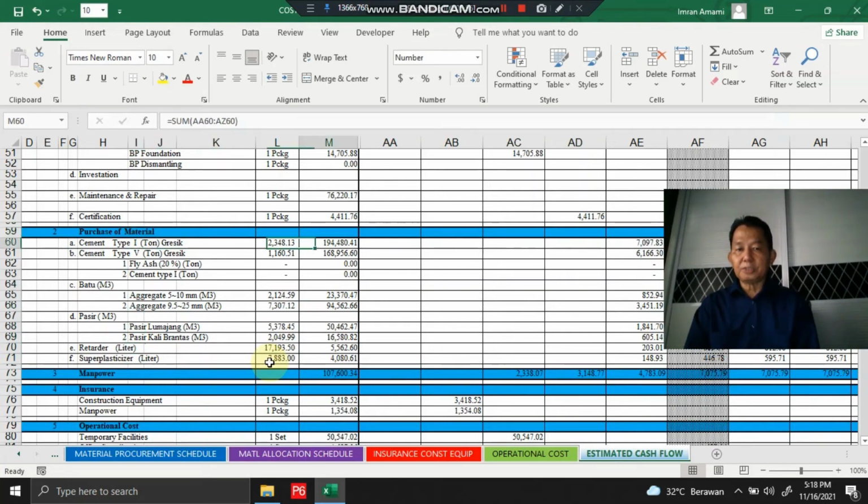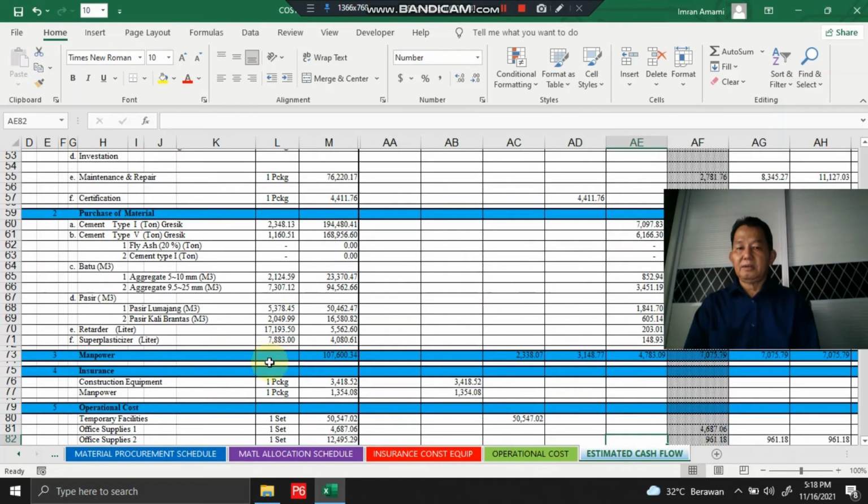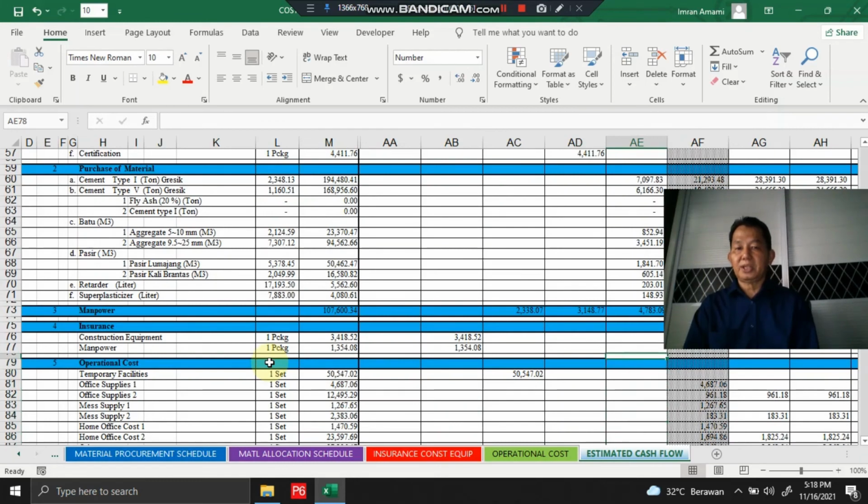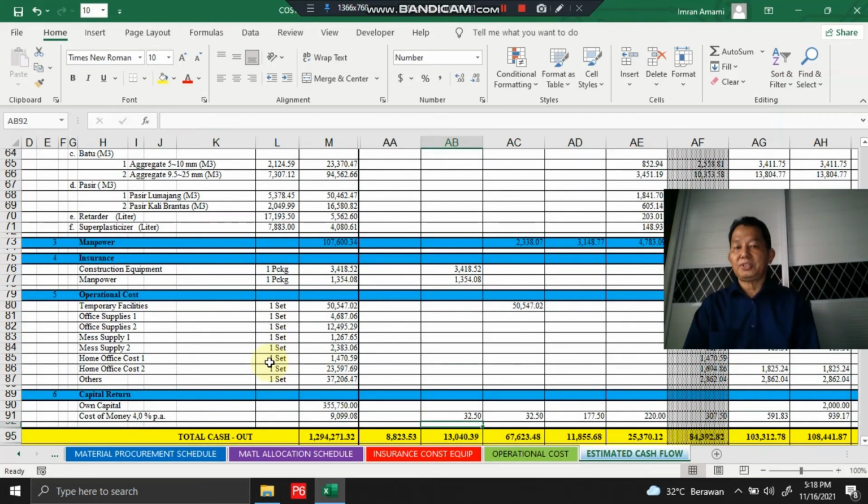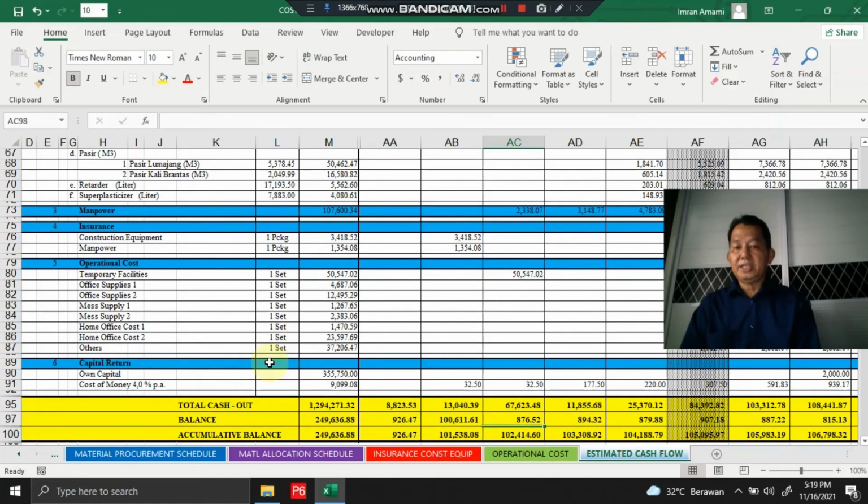And this is purchase material. Okay, as I said previously, this should be allocated 1 month before the first month of concrete supply. And this is the construction equipment insurance. We allocate 4 months before the first month of concrete supply, and then this is the temporary facility. We should allocate 3 months earlier. This is any capital reason.